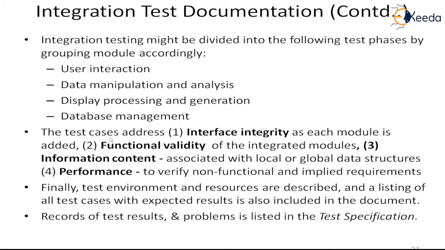Accordingly, the test cases can address the interface integrity of each module because interaction is there. Then functional validity, that is the manipulation of the data, and information content, which is the display, and also the data manipulation, local global area, and also the display and the performance. And database management is also part of this functional validity. So performance is also implied requirements or non-functional requirements. So when you do your test case, so now we have come to the test case, your test case has to use all these things.